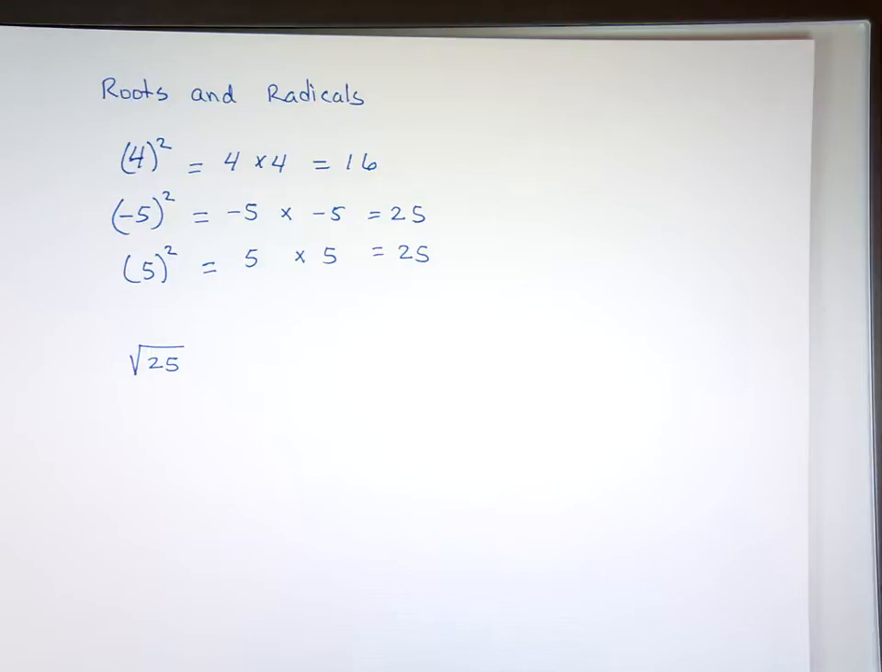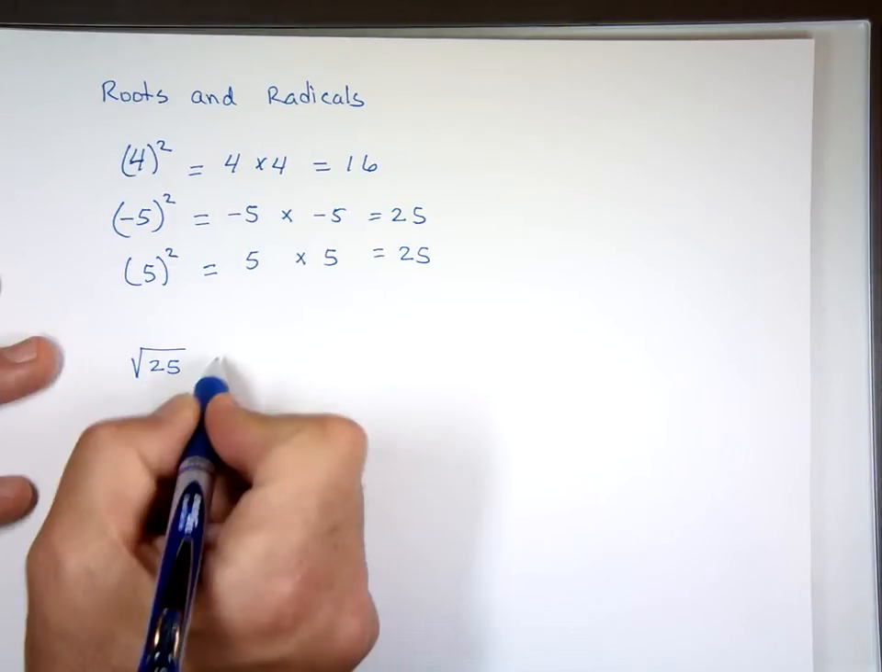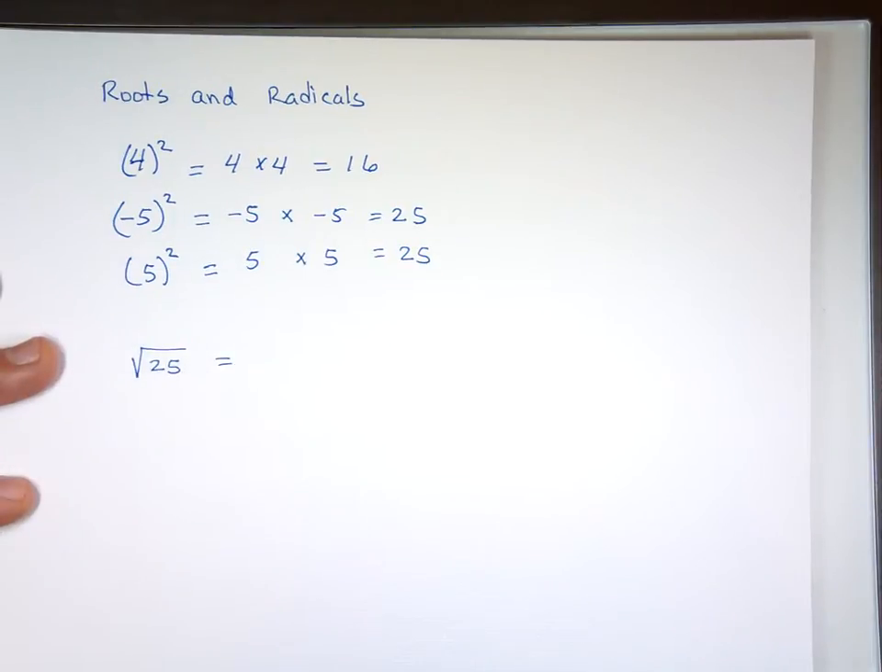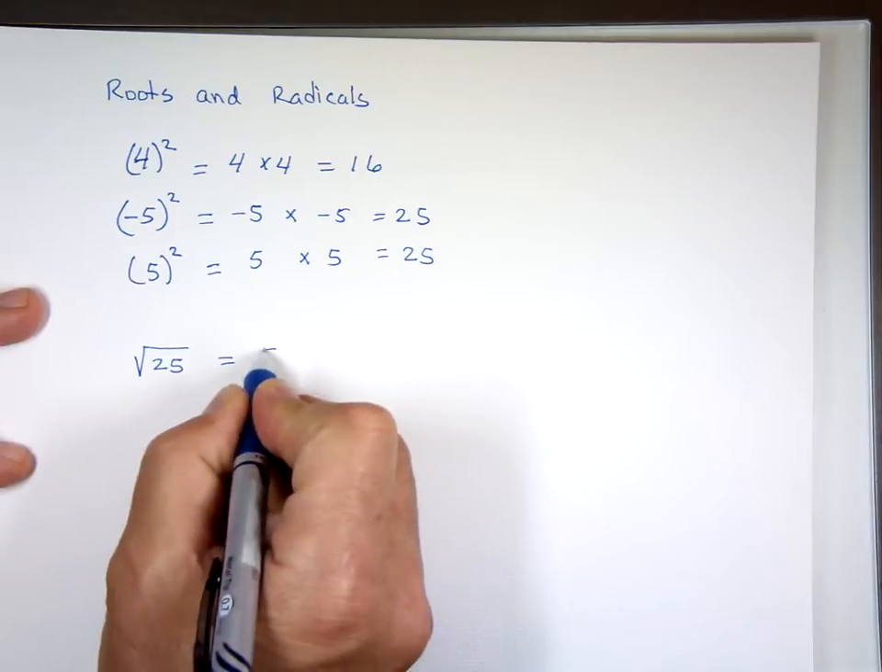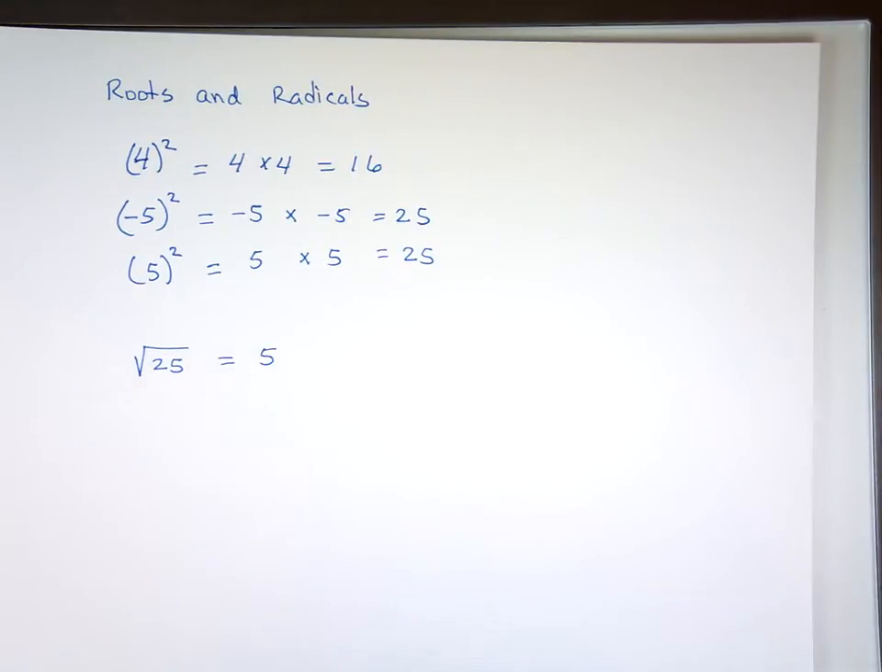Well, the answer is no, because the principal square root says, when we ask you what's the square root of 25, give me a positive number that, if you multiply it by itself, the result is 25. Positive number, not negative. So the answer to that's only plus 5. Not a plus or minus.